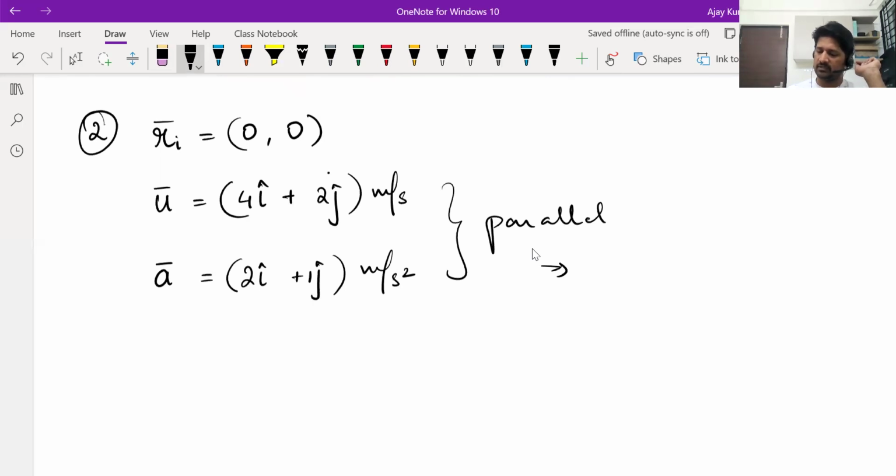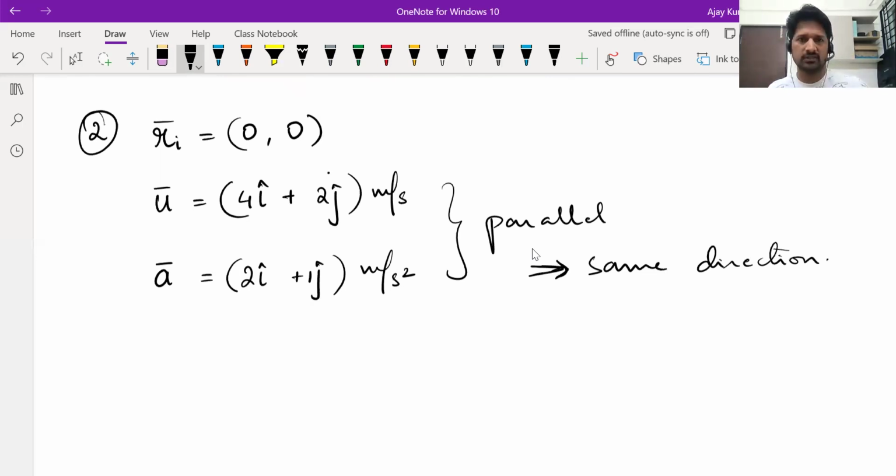Parallel means what? Same direction. Okay. Why are we even concerned with whether they are in the same direction or not? Because, see, we are dealing with physics. It'll be better to visualize the situation.